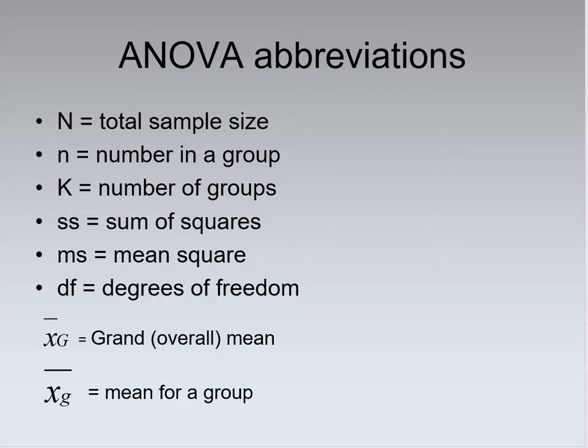This is part 2 of the one-way or between subjects ANOVA. We're going to cover some basic abbreviations.